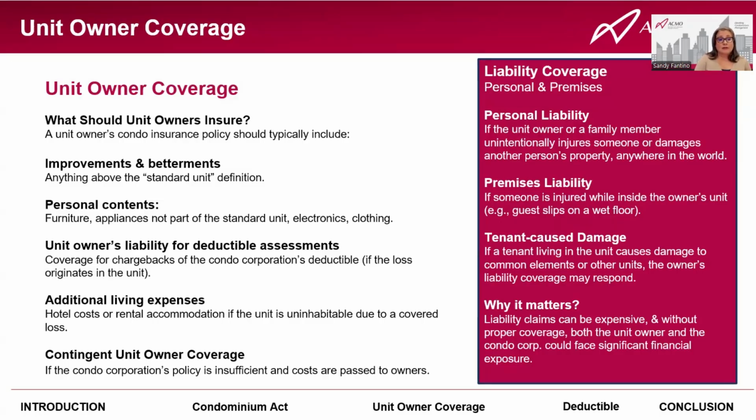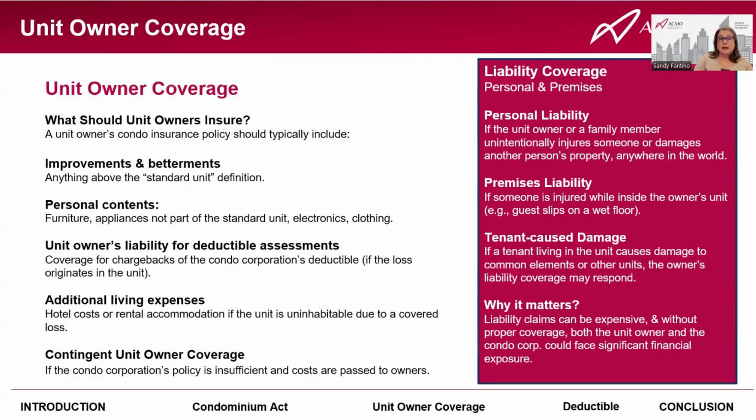So unit owner coverage, what should unit owners insure? The unit owner's condo insurance policy typically includes improvements and betterments. So anything above the standard unit bylaw. And if you're new to purchasing this unit and it was previously owned, it's very important to understand from the previous owners any betterments and improvements that they may have added into that unit so that you can adequately cover them in your new unit owner's policy.